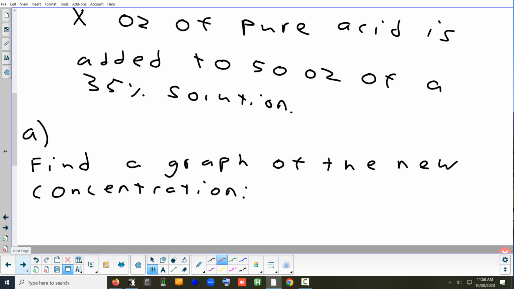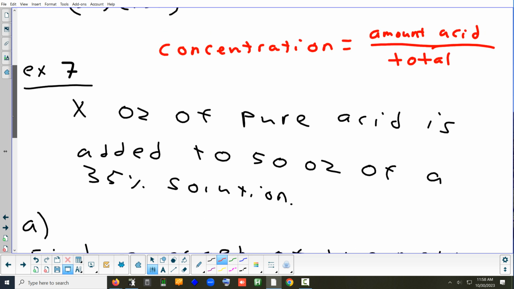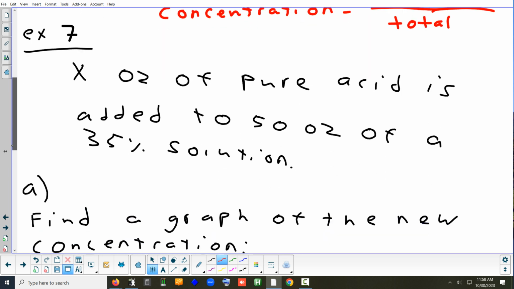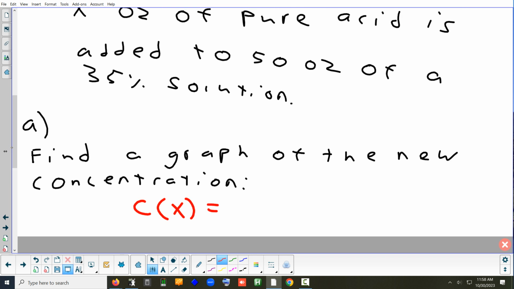Usually to represent concentration, we use the letter C. And the concentration is going to be controlled by how much acid we pour in. So to find the concentration, you have to divide two things: the amount of acid that you have now and the total liquid that you have. Well, there's acid coming from two sources. There was already some acid to start with, and then we're going to pour more in.